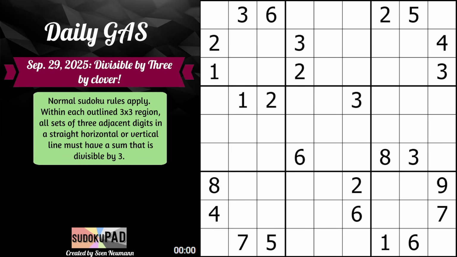So what does that mean? Well, it means we're going to have to do a lot of math here. All right, so jokes aside, what are we looking at?